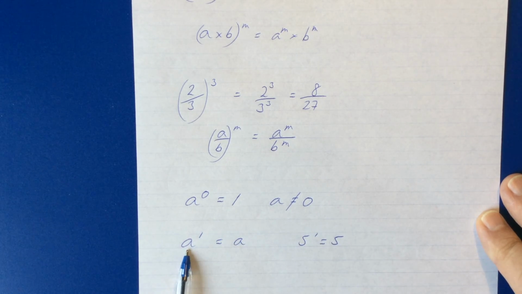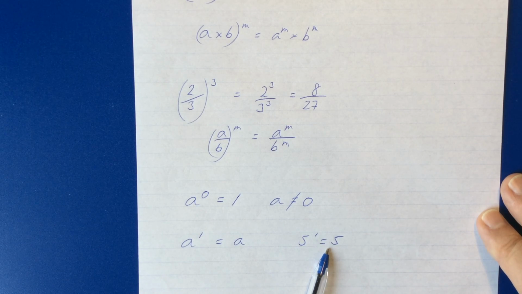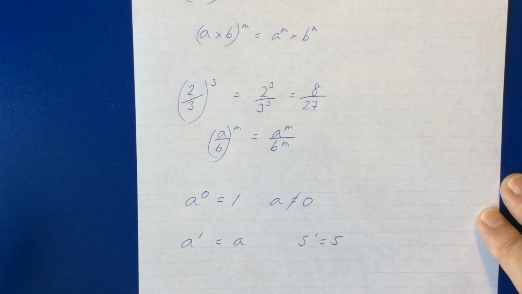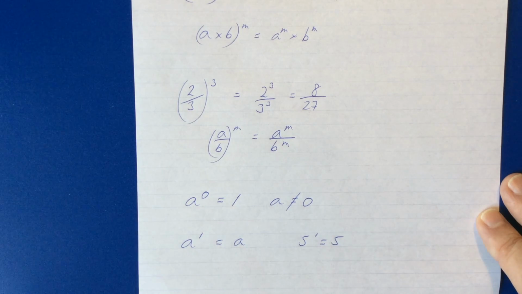Something to the power of 1 is equal to itself. So 5 to the power of 1 is 5. Obviously 5 to the power of 2 is 5 times 5. 5 to the power of 3, 5 times 5 times 5, and so forth.